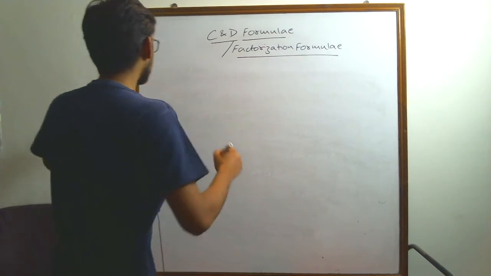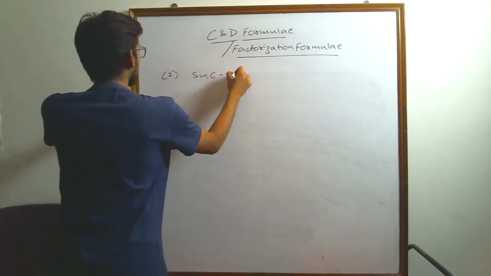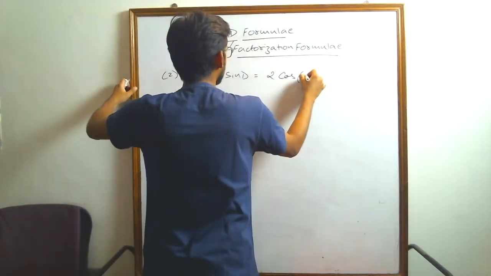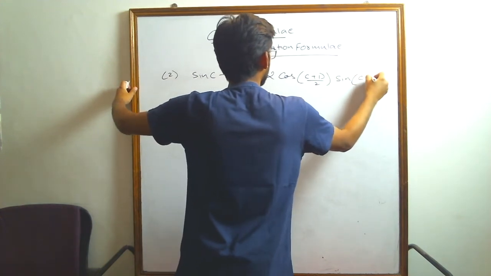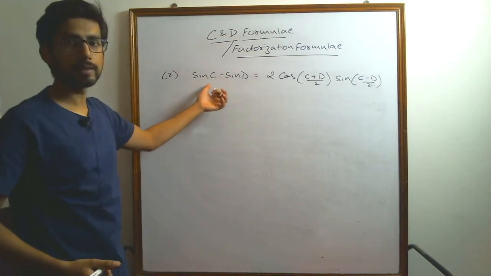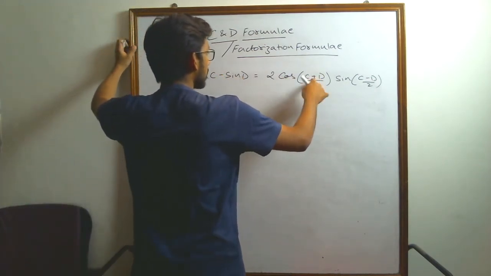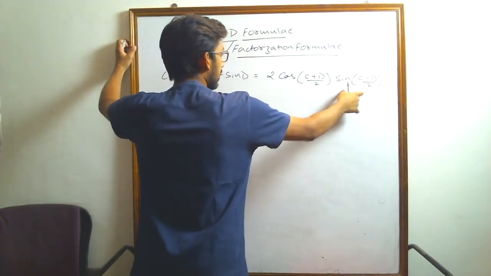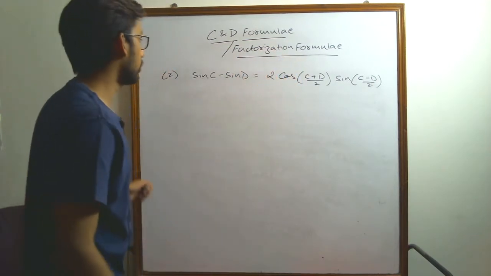Alright, so the next formula is sin C minus sin D, which is equal to 2 cos (C plus D) by 2 into sine (C minus D) by 2. Now there is a slight difference here. There is a negative sign here, sin C minus sin D, and on the right hand side we have 2 cos (C plus D) by 2 into sin (C minus D) by 2. So we get cos first and then sin after that. (C minus D) by 2 is with sin, (C plus D) by 2 is with cos.